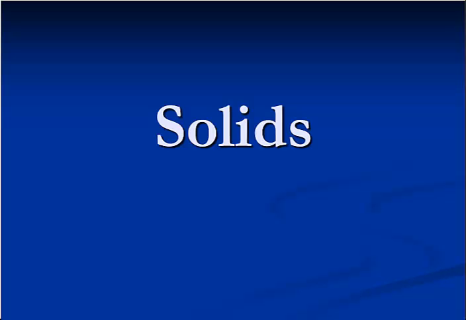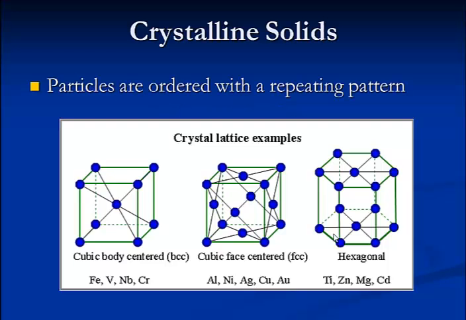Today we're talking about different types of solids. Solids can be arranged in a number of different ways. They can be crystalline or they can be amorphous. Here's just a few types of crystalline solids that can exist.